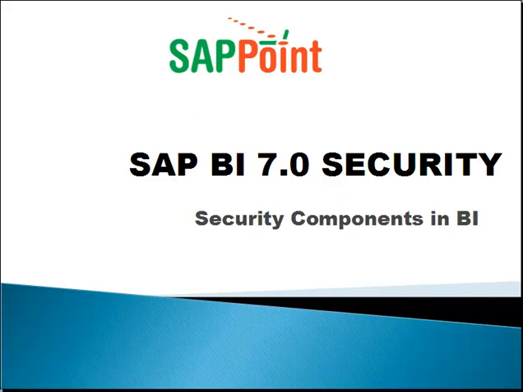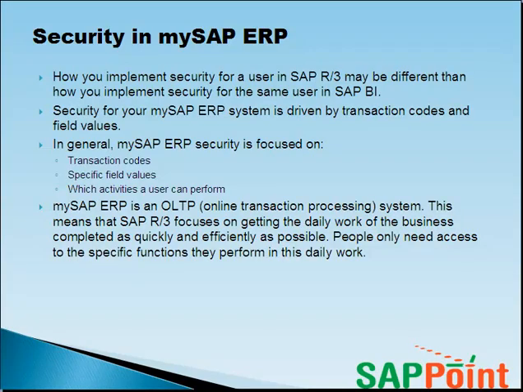In this session, let us see what are the security components for BI system. We have seen this when we did the BW session. This is pretty much a repetition of what we have done in BW. As we saw in the BW session, the way we build or implement security in R3 or ECC system may be different from how you implement the security for the users in the BI system.